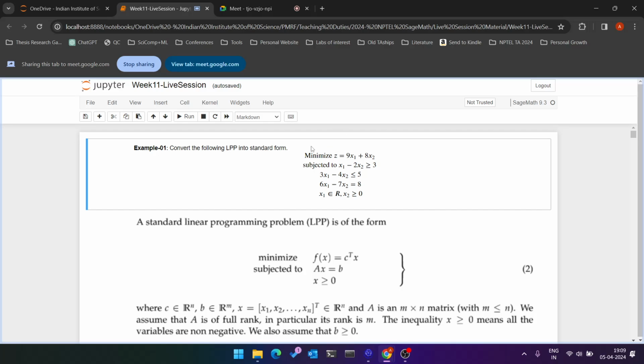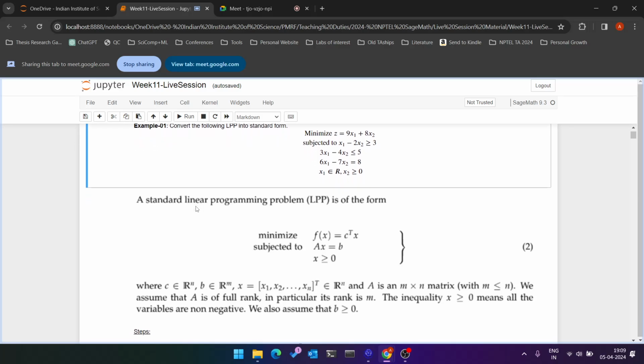We have been given an objective function z equaling 9x1 plus 8x2, which we have to minimize, subject to a few constraints: x1 minus 2x2 greater than 3, 3x1 minus 4x2 less than or equal to 5, and 6x1 minus 7x2 equaling 8. Here x1 belongs to the real line, whereas x2 is strictly non-negative.